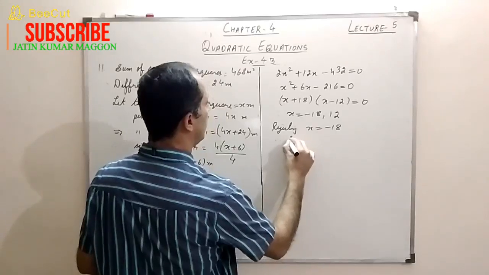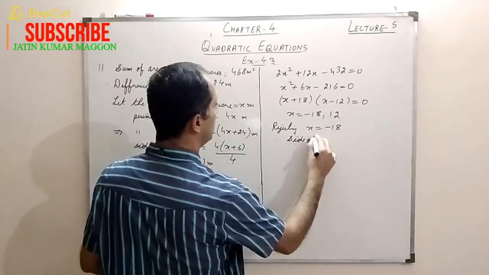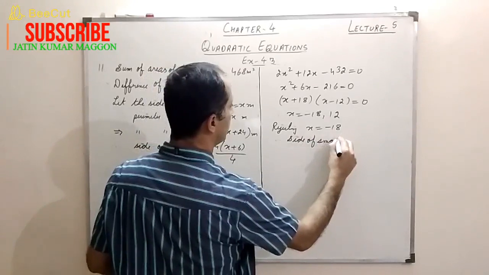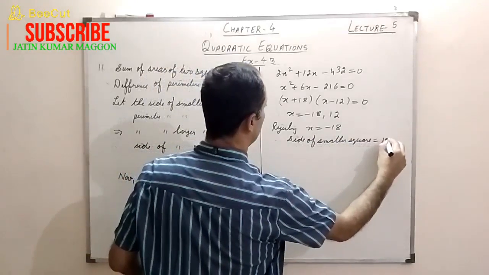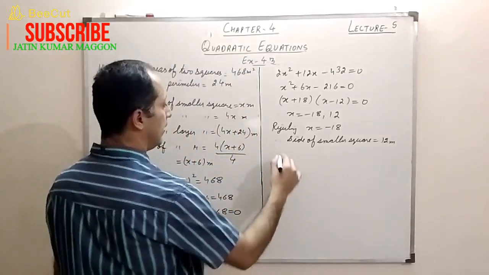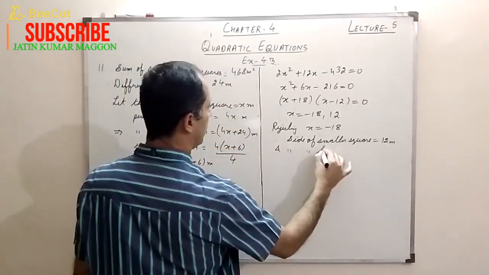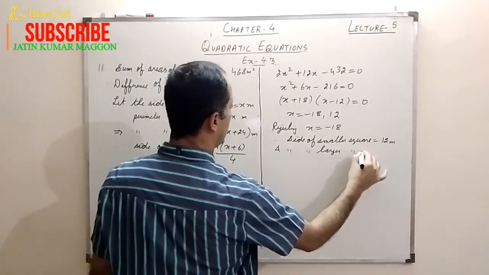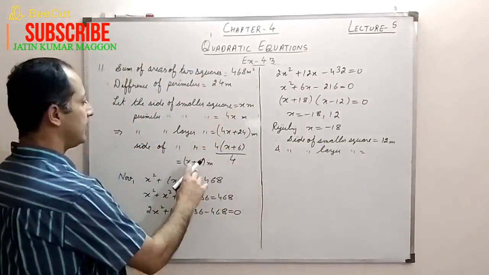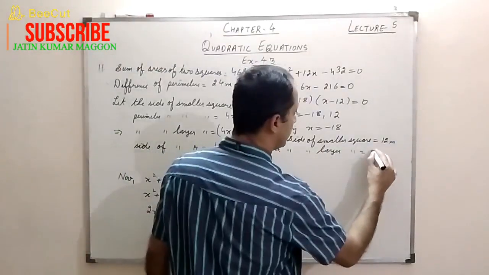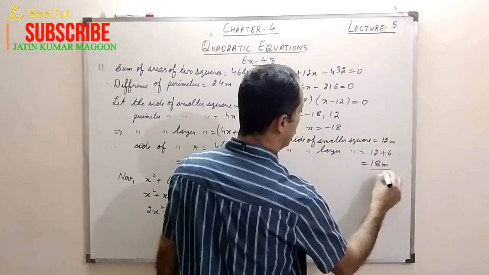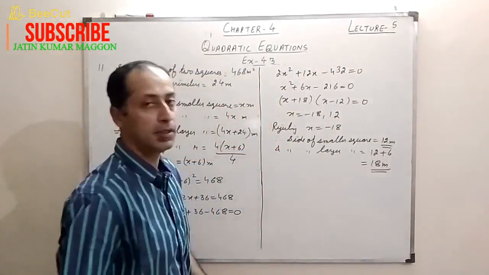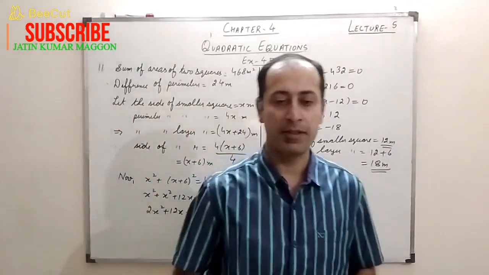Therefore, the side of the smaller square is equal to 12 meters, and the side of the larger square equals, the larger square had the side x plus 6, so this is 12 plus 6 equals 18 meters. So this is it, my dear friends.